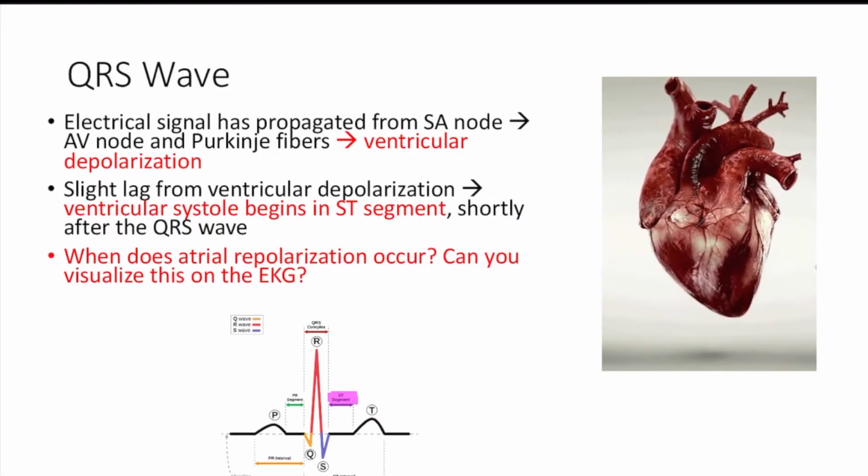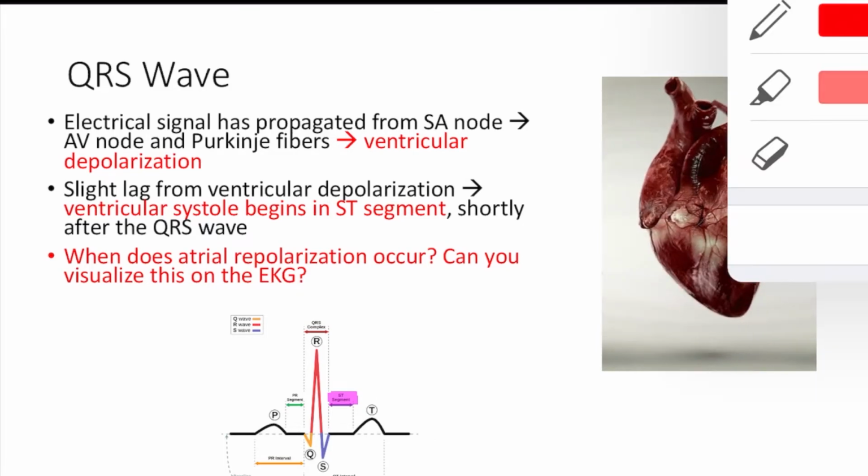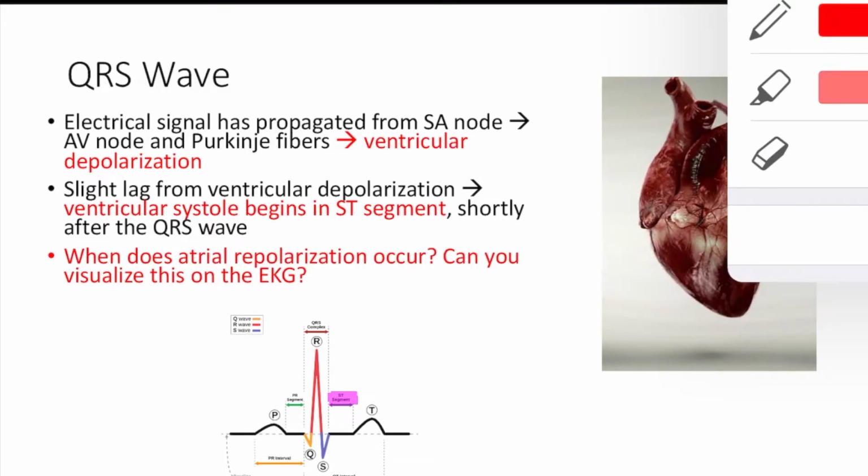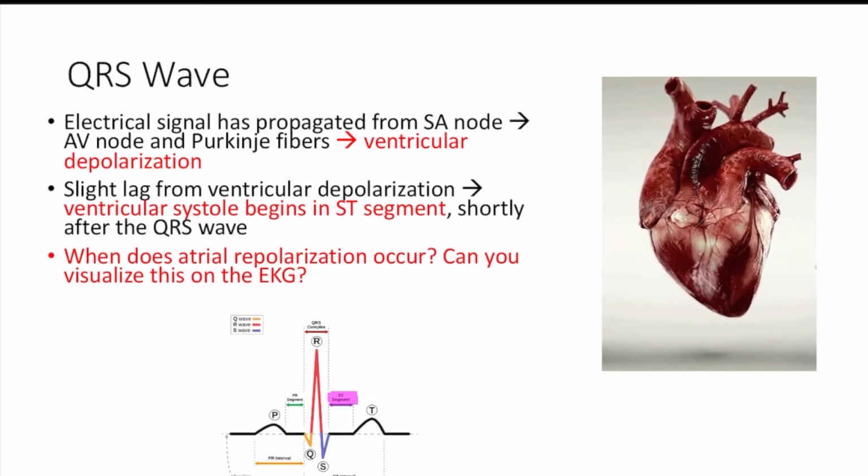Pause the video and think about when atrial repolarization would occur, and whether you can visualize this on the EKG below. If you look at the video in the right-hand corner of the screen of the heart contracting, you should notice that while the ventricles are contracting, the atria are relaxing at the same time. So if we know that the QRS complex represents ventricular depolarization that leads to ventricular systole, then it should also represent atrial repolarization that leads to atrial diastole. This is true, but we cannot visualize it on the EKG.